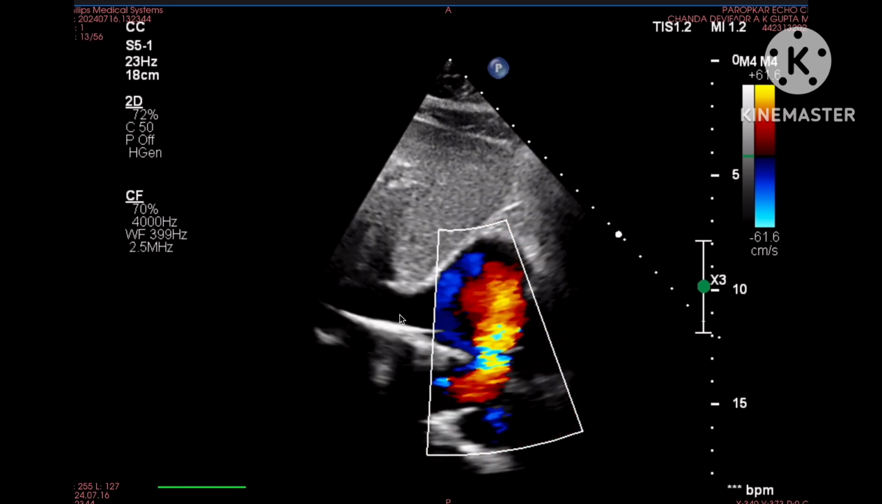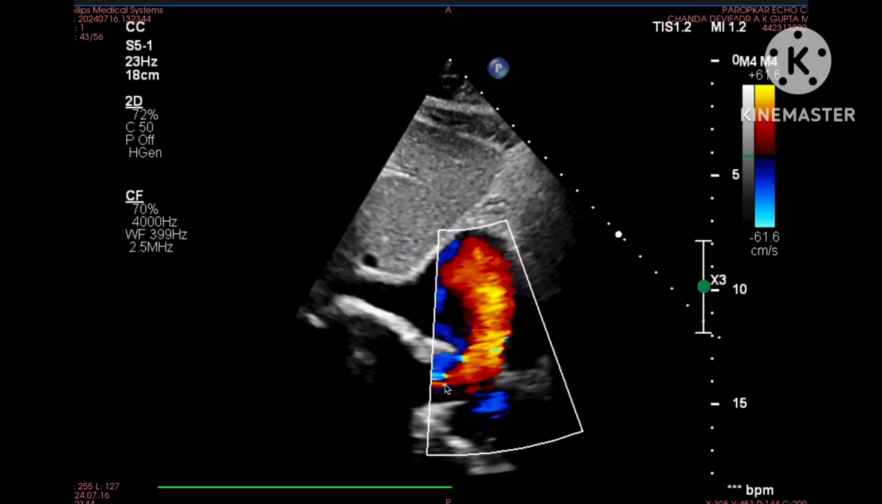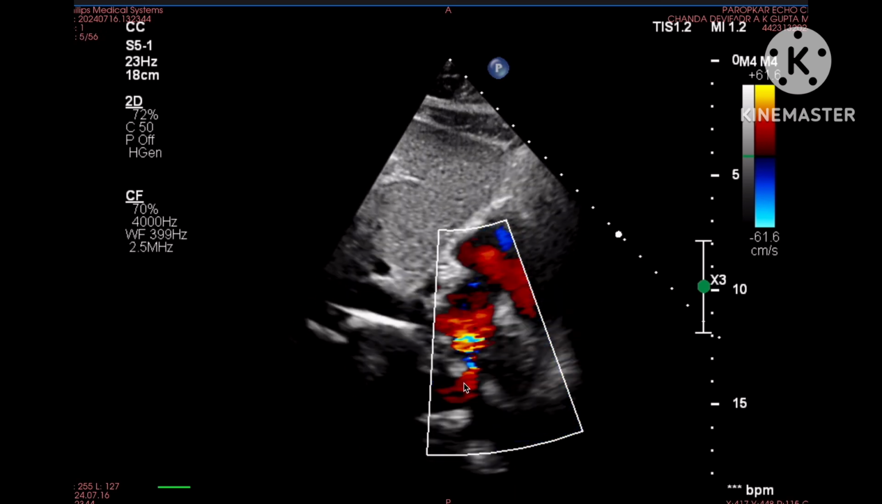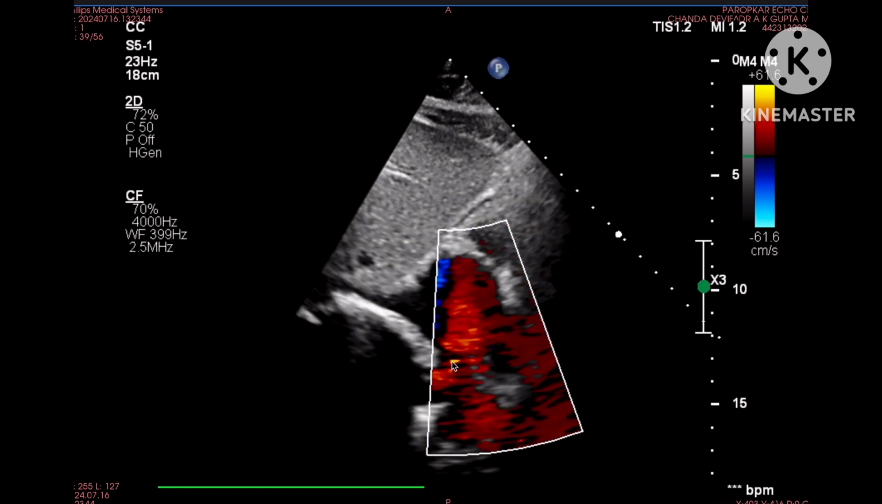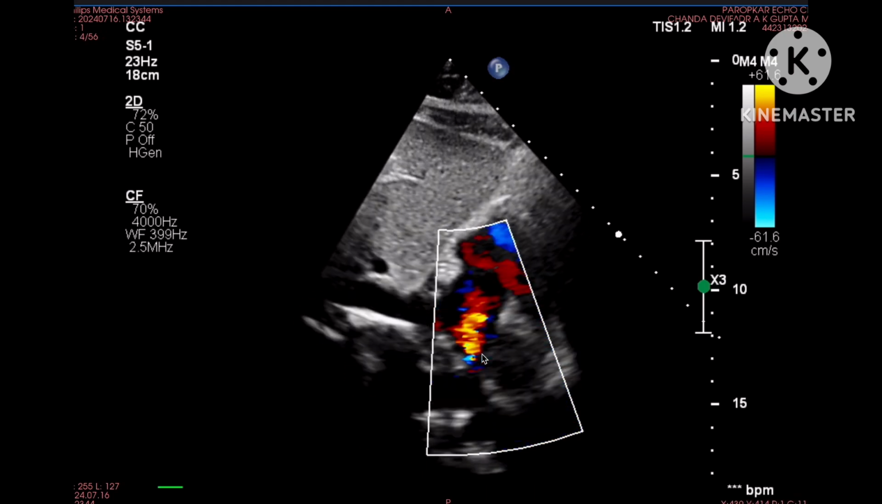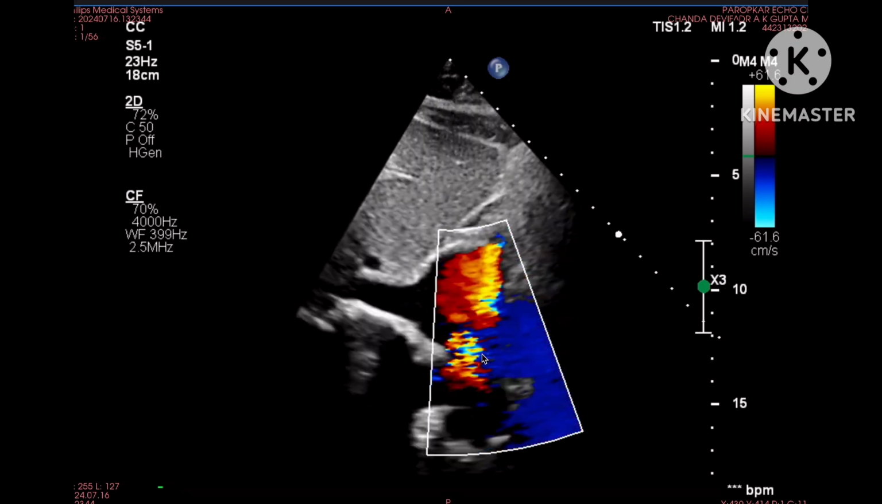Now you see this is bicaval view. This is inferior vena cava, this is superior vena cava, this is left atrium, this is right atrium, this is ASD. Flow from left atrium and flow from superior vena cava is going into right atrium together. So that's why we call it sinus venosus ASD of SVC variety.